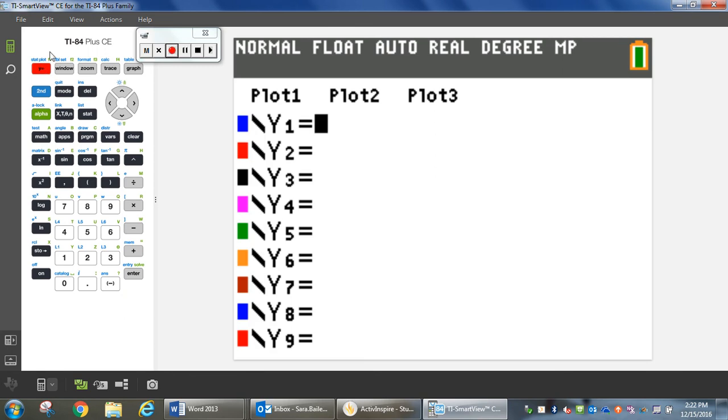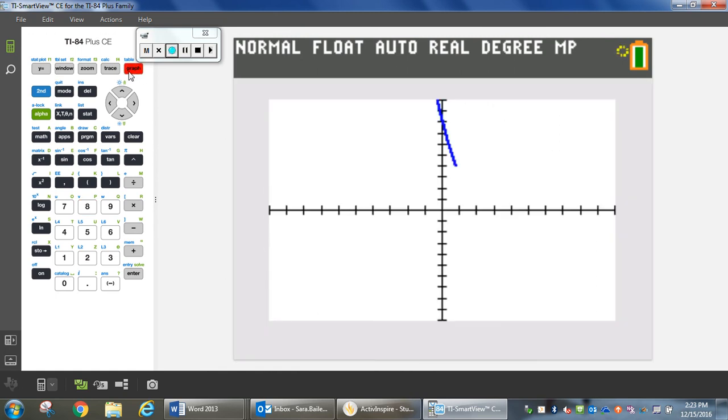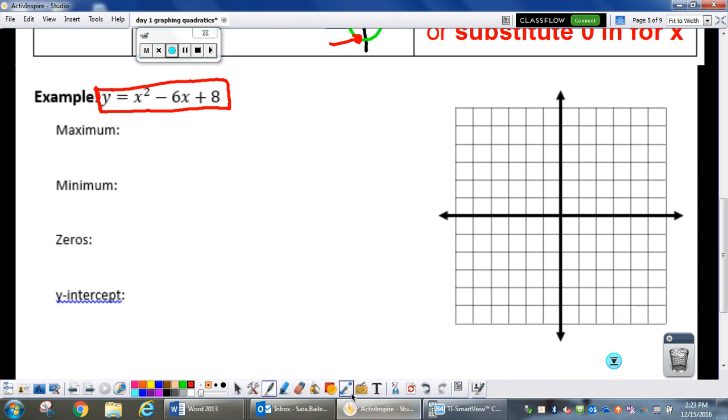And then now you're going to key in your equation. So x squared minus 6x plus 8, and you hit graph. All of our graphs today will be able to see nicely on our window. So you can see the minimum is right there, some zeros, and the y-intercept. So you don't have both a min and a max. So we can see on our graph that we do not have a maximum.